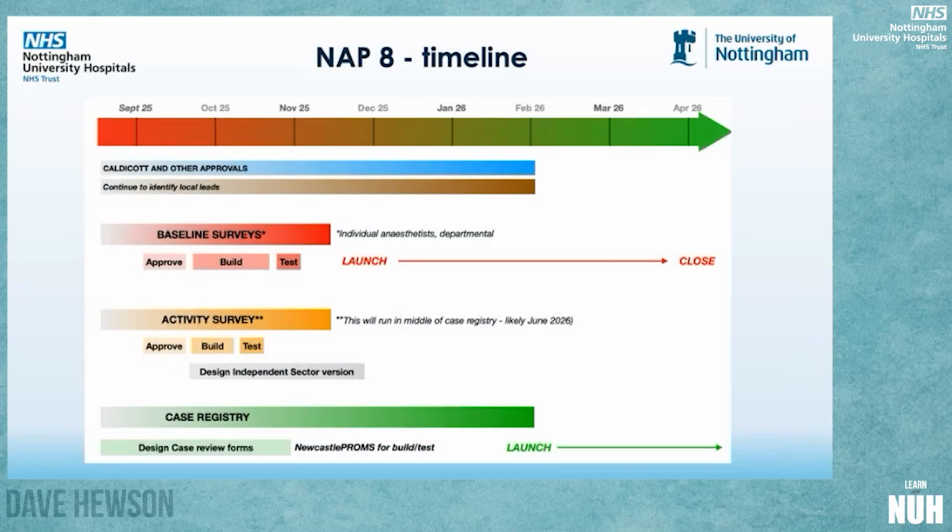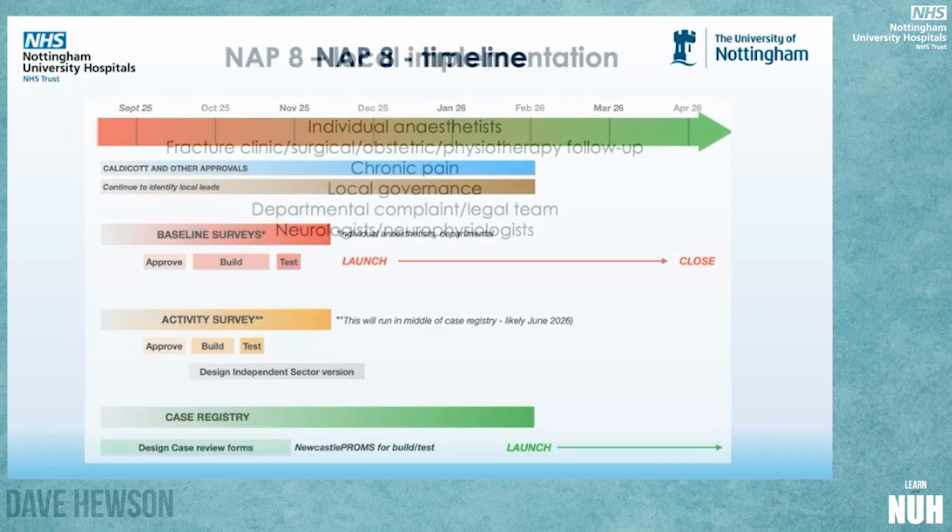Each of those is going to run in 2026 and into 2027. The baseline surveys that we will all be asked to fill out will be coming out at the end of 2025, beginning of 2026. An activity survey of denominator data will be into 2026. The case registry, that period where we're looking for submission of complications, will begin in spring 2026. Those are the rough timelines.